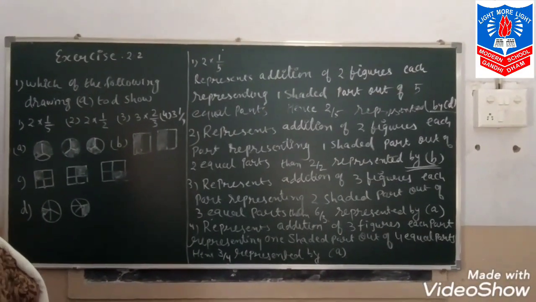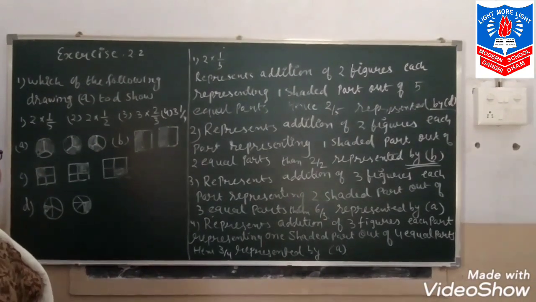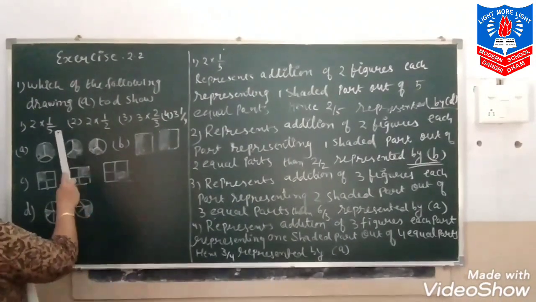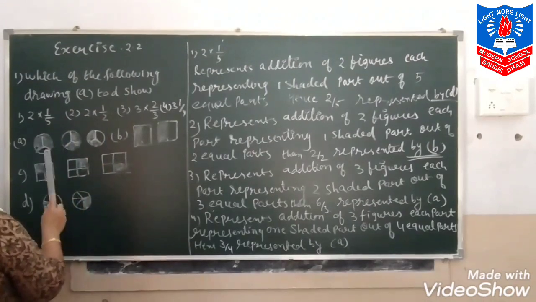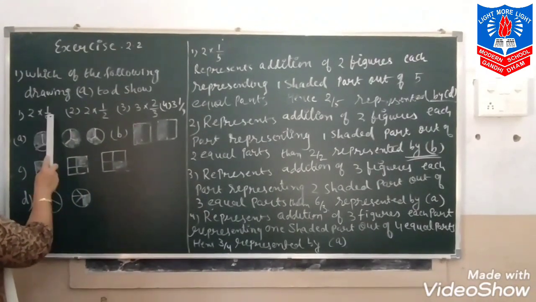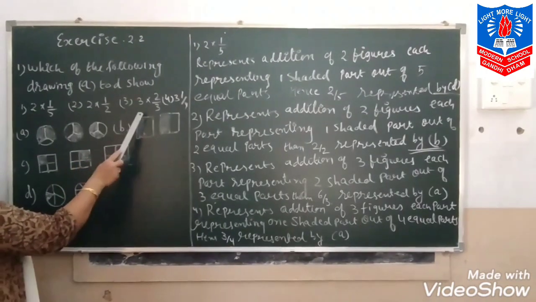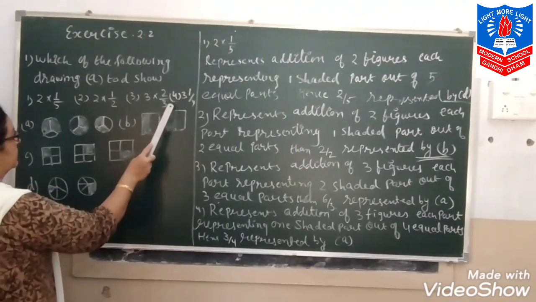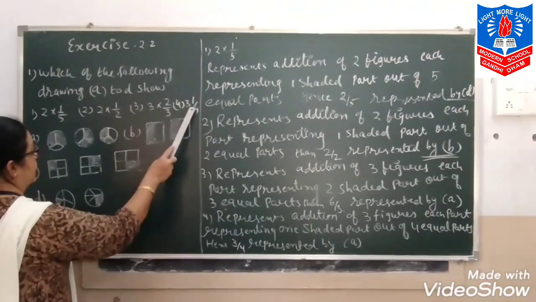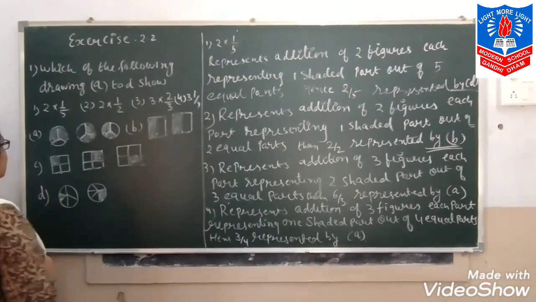Start exercise 2.2. First sum. Which of the following drawings A to D shows? First, 2 multiplied by 1 by 5. Second, 2 multiplied by 1 by 2. Third, 3 multiplied by 2 by 3. Fourth, 3 multiplied by 1 by 4.